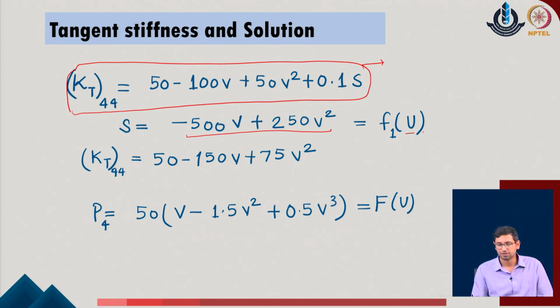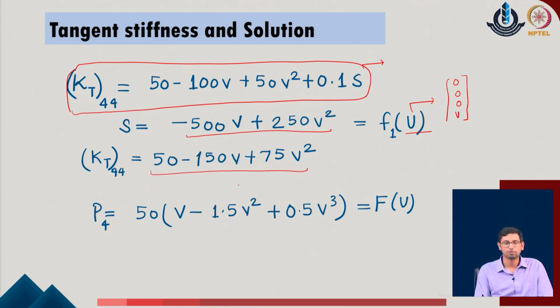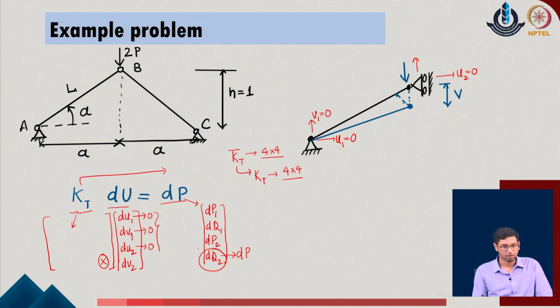We realize that this is a function of u. U means now it is having only one parameter, the one degree of freedom, which is v in the given problem. In a similar way, the kt 44, once we substitute the value of s in the function, can be simplified and it comes out only as a function of the displacement terms of the given problem.